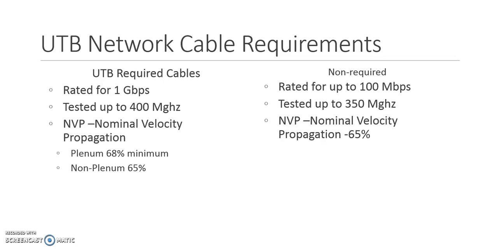The requirements for the UTP network cables, as mentioned before, are 1 gigabit per second, tested up to 400 megahertz. The minimum nominal velocity of propagation must be met. Some of the non-acceptable cables that contractors have tried to use in the past were only tested up to 350 megahertz, rated up to 100 megabits per second, with nominal velocity of propagation less than 65%, which at the university level is not acceptable.